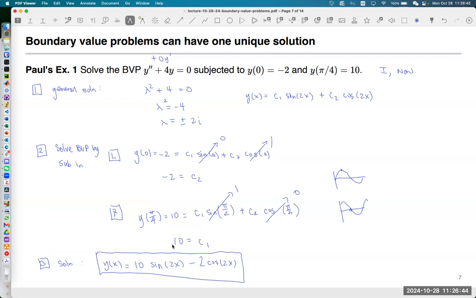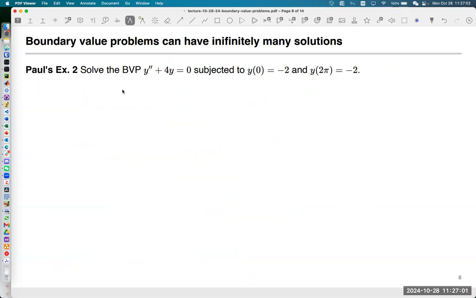Any other questions? Okay, so in this case, we found that the boundary value problem has one unique solution. But that will not always be the case. For example, let's consider the same ODE, but let's change up the boundary condition a little bit. So same ODE, but I changed the boundary values.